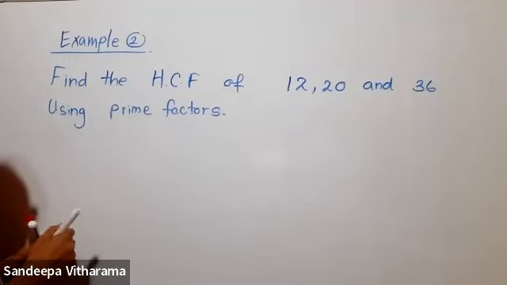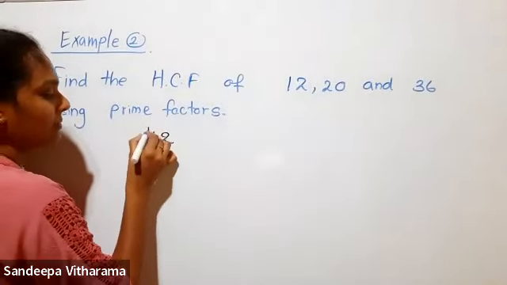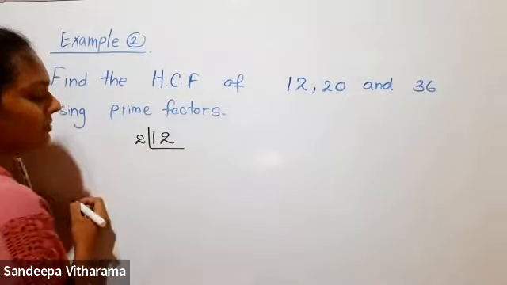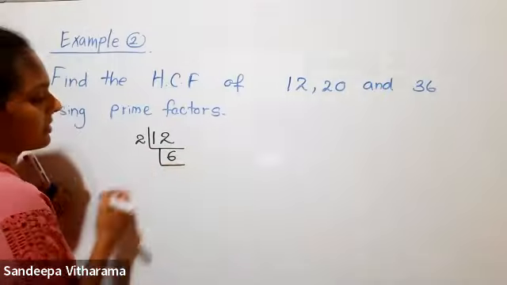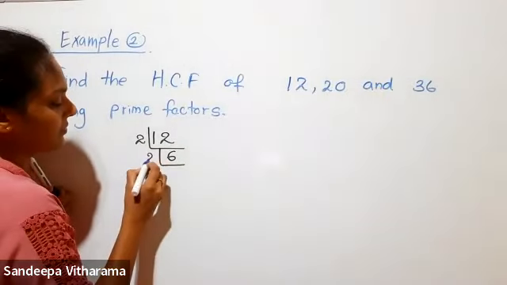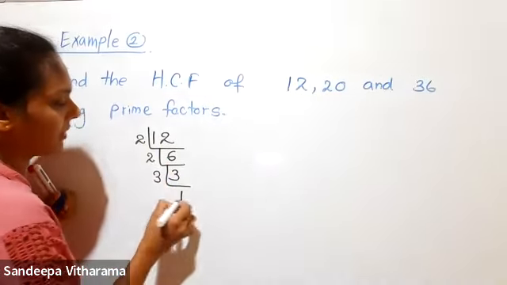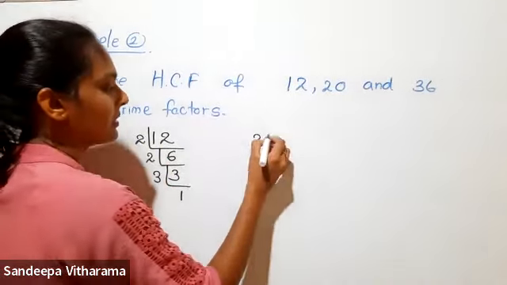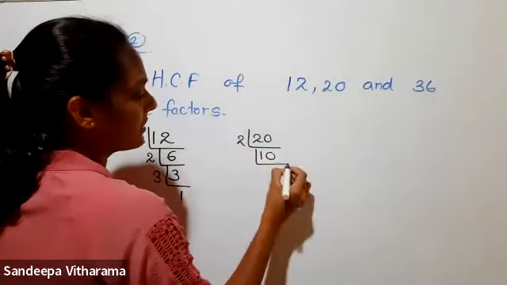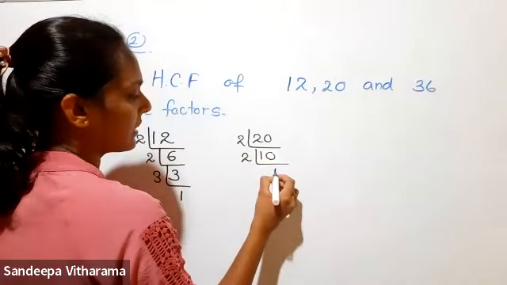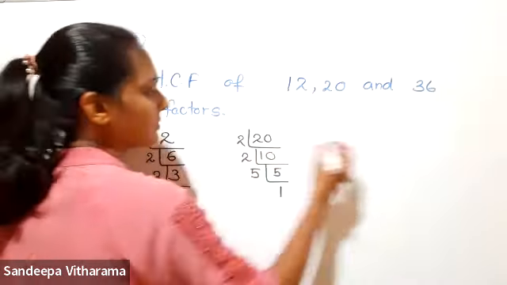First of all, what you have to do, you have to take 12 and divide using prime numbers. 12 is divisible by 2, so divide. 6. 6 divisible by 2, divide. It's 3. 3 divisible by 3, it's 1. 20. It is divisible by 2, so it is 10. 10 divisible by 2, answer is 5. 5 divisible by 5, it's 1.